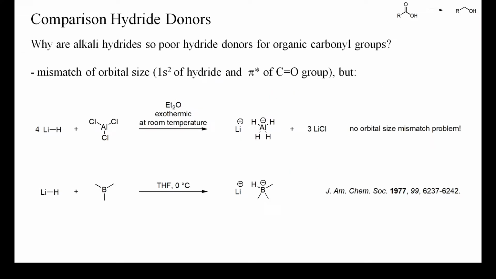So why are alkali hydrides and calcium hydride so poor hydride donors for carbonyl groups? It has been suggested that free hydride does not add well to carbonyl groups because of a poor overlap between the small 1s² orbital of hydride and the much larger π* orbital of the carbonyl group. I do not find this argument too persuasive, because C-H bonds, for instance, are quite strong despite the orbital size mismatch, and lithium hydride readily reacts with aluminum chloride, where the orbital size mismatch would be even larger.